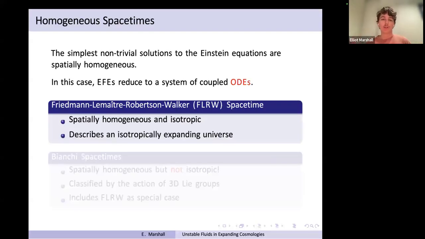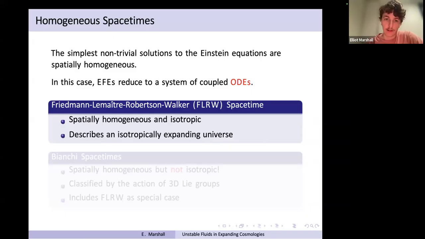Okay, so I said I'm interested in perturbing these FLRW solutions, but more generally, we can just look at perturbations of homogeneous cosmologies. Spatially homogeneous cosmologies are the simplest case because the field equations just reduce to a system of coupled ODEs. So it's much more amenable to analysis. And there are two specific classes of homogeneous spacetimes that I'm interested in. The first I've already introduced, the FLRW spacetimes, which are spatially homogeneous and spatially isotropic.